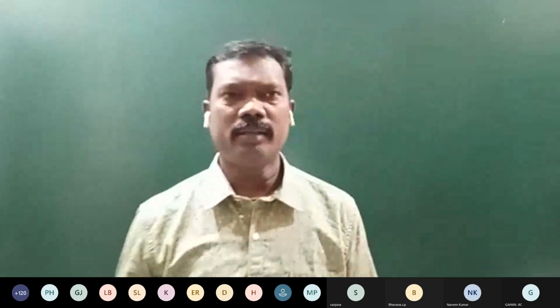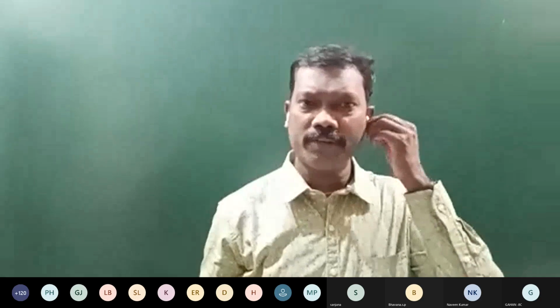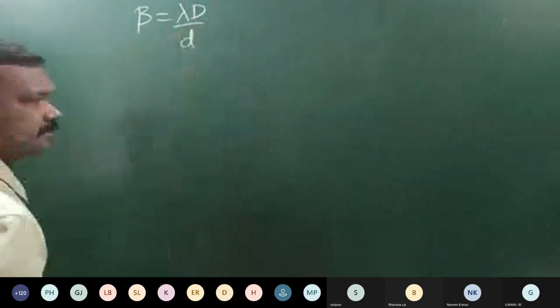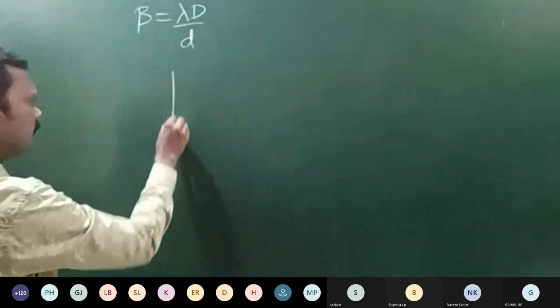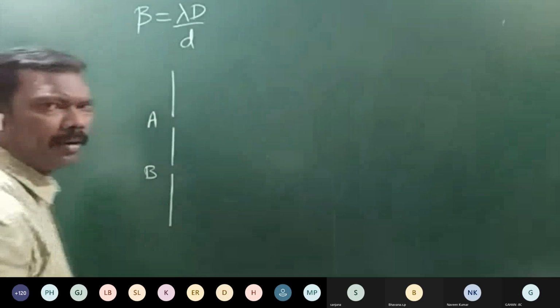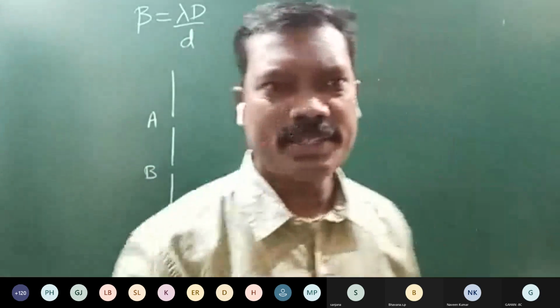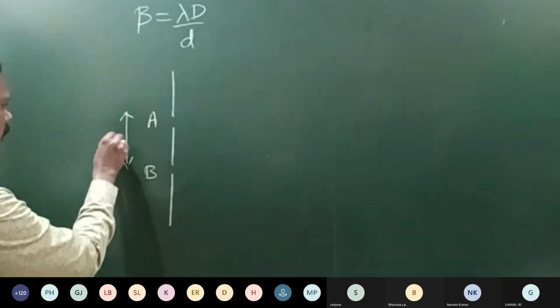Next, another very important formula: they are going to ask about the fringe width. Commonly, there will be one question from this formula asking to find fringe width. Beta is equal to lambda capital D by small d. Let me explain. Here there is a diagram I am going to draw. These two, A and B, are called slits. The distance between these slits is called small d.